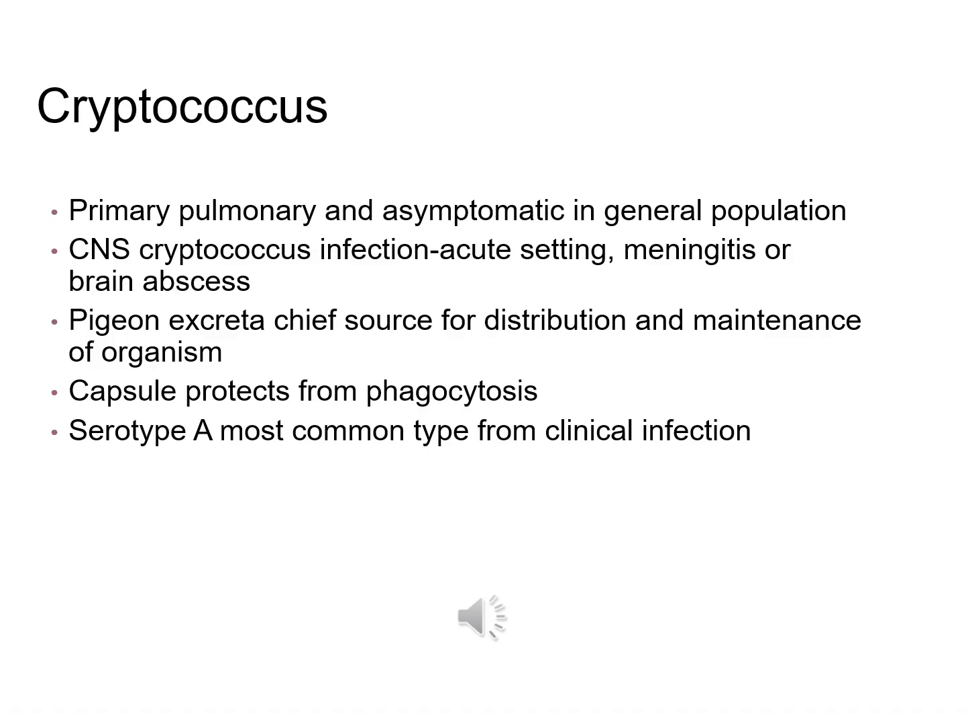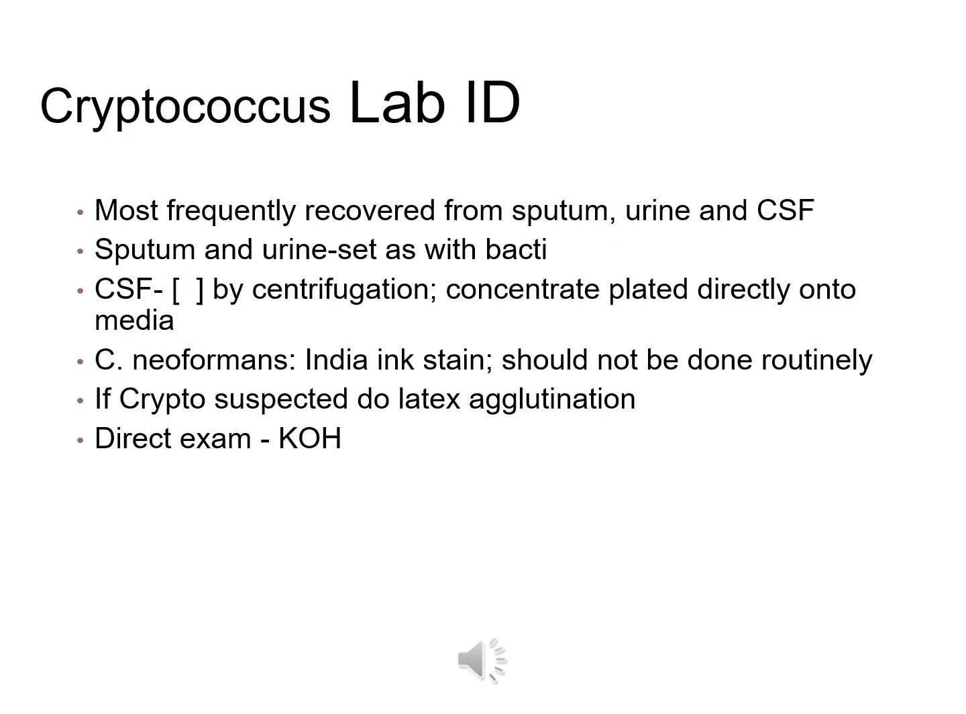With Cryptococcus, primary pulmonary infection can be asymptomatic in the general population. We'll see central nervous system Cryptococcus infections typically in the acute settings, and this results in meningitis or brain abscesses as well. Pigeon excreta is the chief source for distribution and maintenance of this organism. This has a capsule, therefore it's protected from phagocytosis. Serotype A is the most common type from a clinical infection standpoint that you will find.